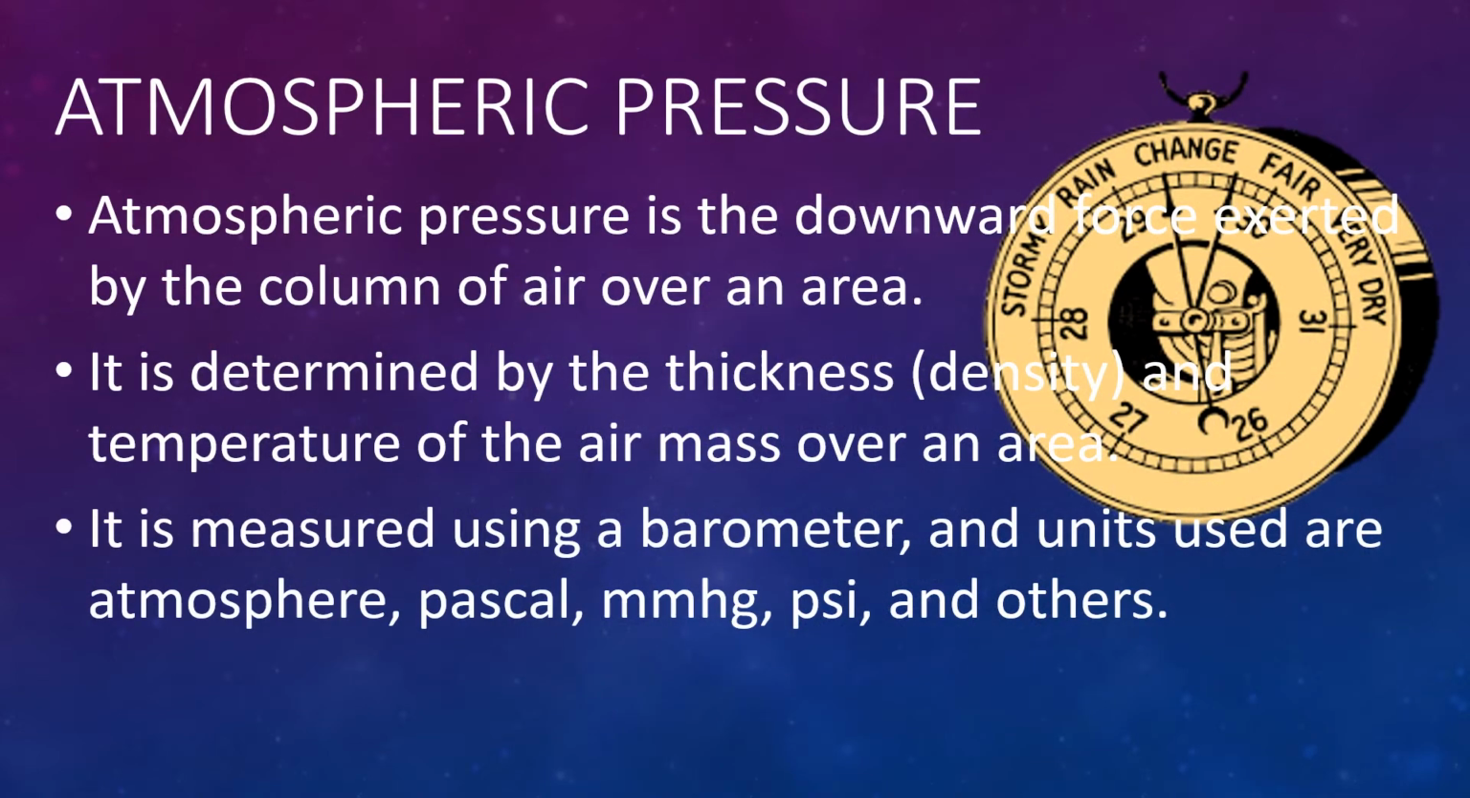Atmospheric pressure. Atmospheric pressure is the downward force exerted by the column of air over an area. It is determined by the thickness or density and temperature of the air mass over an area. It is measured using a barometer, and the units used are atmosphere, Pascal, millimeters of mercury, pounds per square inch, and others.